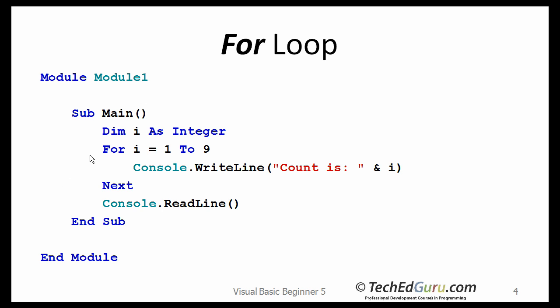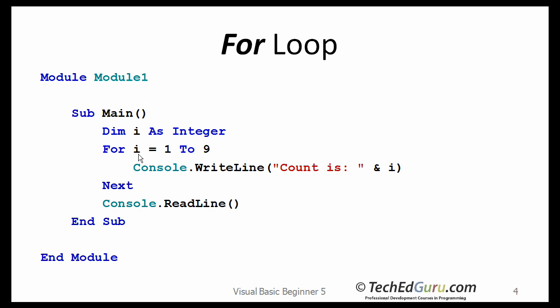Let's start with a simple for loop. The for statement provides a compact way to iterate over a range of values. It is often referred to as the for loop because of the way in which it repeatedly loops until a particular condition is satisfied. So let's look at this for loop.